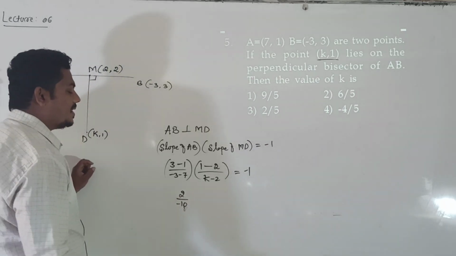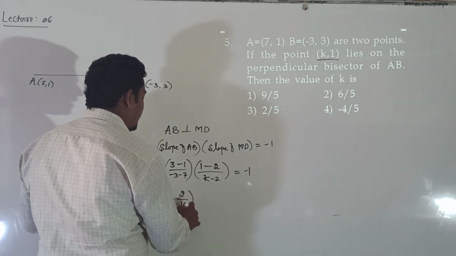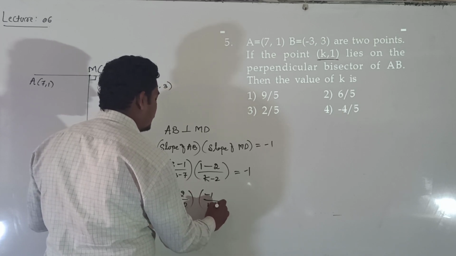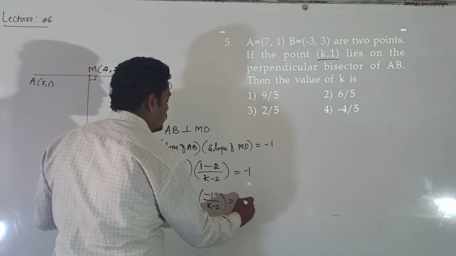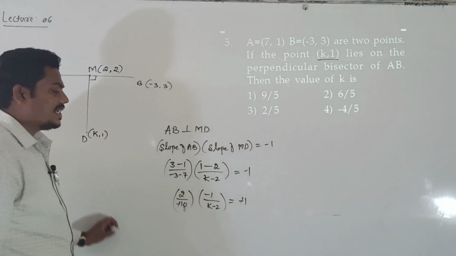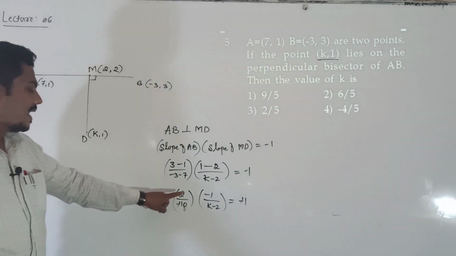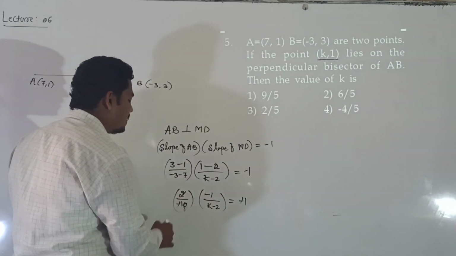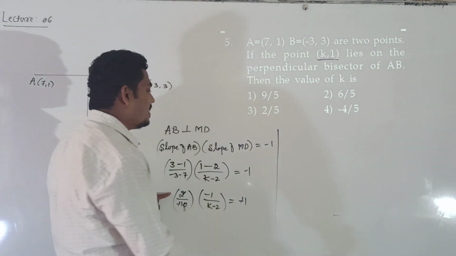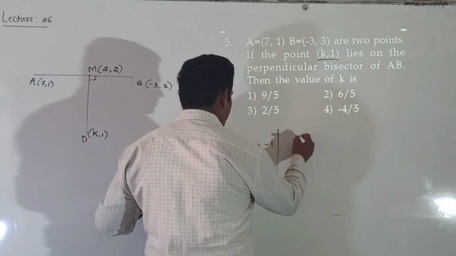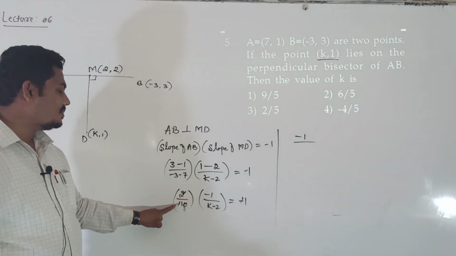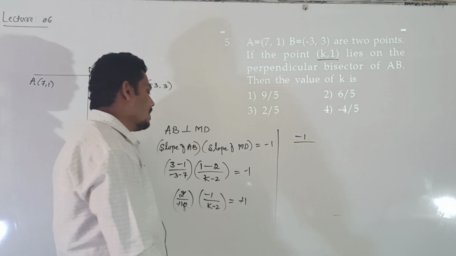2 divided by -10 into -1 divided by k minus 2, that's equal to -1. On both sides, the negative sign will get cancelled, and 2 ones are 2, 5s are 10, right? Then it becomes 1 divided by 5, and the negative sign remains as it is, while one of the negative signs will get cancelled.